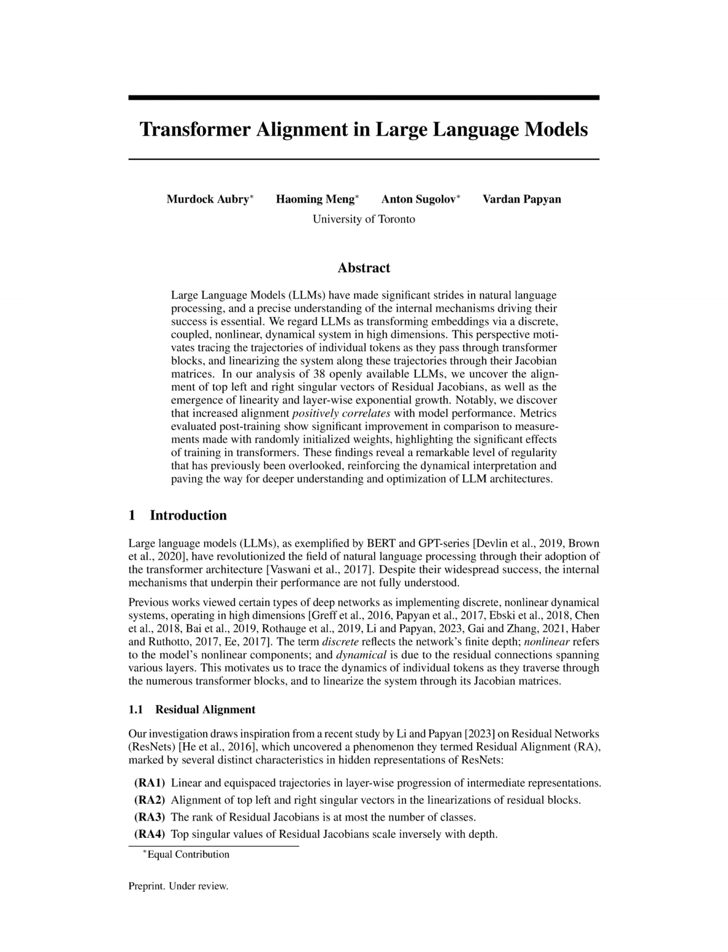The proposed method aims to solve the problem of understanding the internal mechanisms that underpin the performance of large language models, LLMs, specifically focusing on the dynamics of individual tokens as they traverse through transformer blocks. The method aims to trace the dynamics of tokens and linearize the system through Jacobian matrices to uncover properties such as residual alignment, RA, and transformer alignment, TA, in LLMs.